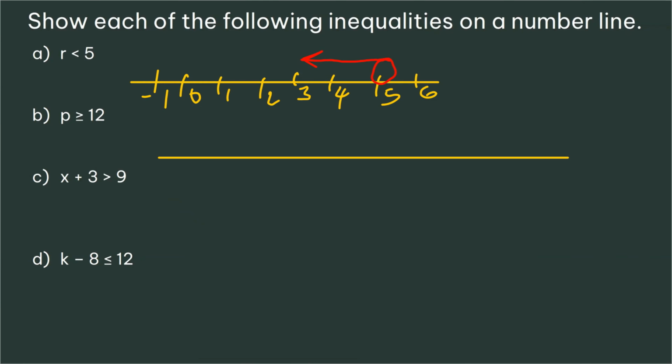So we are going to start by 11. So we have 11 here. We have 12. We have 13, 14, 15, 16, 17. You can continue if you want, but that's just enough to show us that p is 12 or more. So p is greater than or equal to 12.